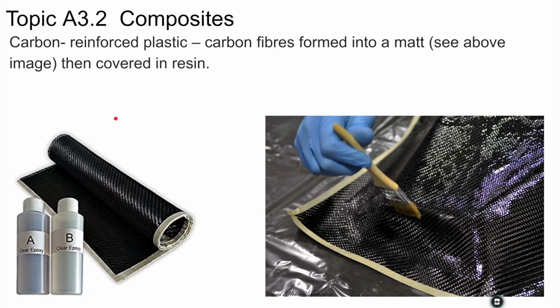Please watch it. Carbon reinforced plastic, so carbon fibers formed into a mat. You can see the image here, and then covered in resin. So again, you're using an epoxy resin, and that'll give the stiffness that the carbon fiber does not have when it's in its sheet form. And you can mold this around different molds. This is how carbon fiber is used.